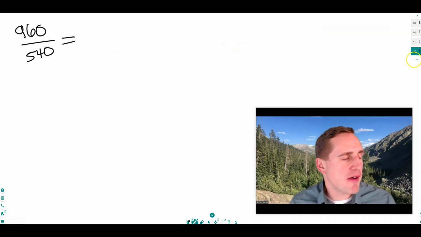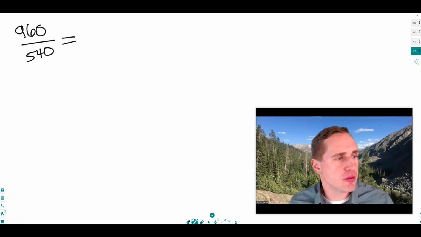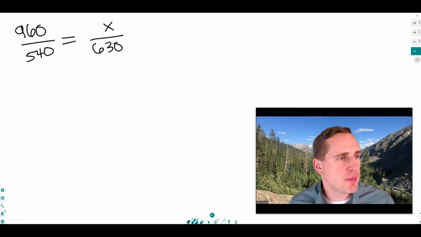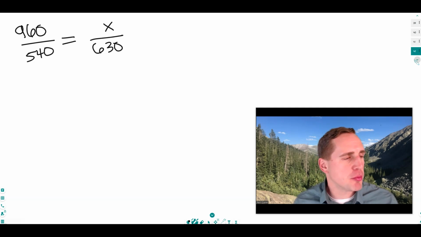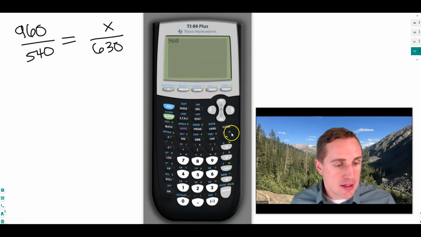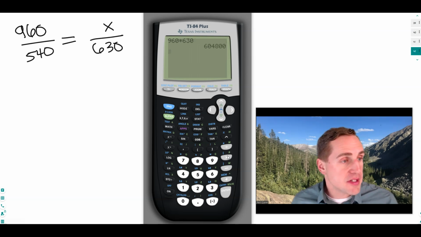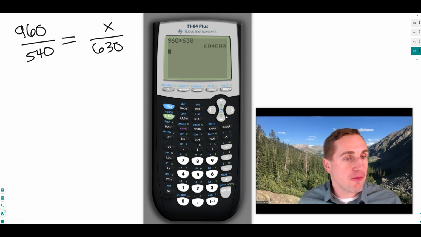So 960 compared to 540 should be proportional to the new width, which should be 630 pixels. That's the shorter length, not the length that corresponds to 960. So 630 is the new denominator, and this we want to be x. All right, so I would suggest we can cross multiply. So 960 times 630 gives us this large number, and that's going to equal 540x.